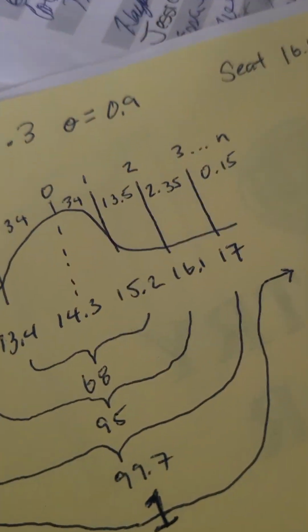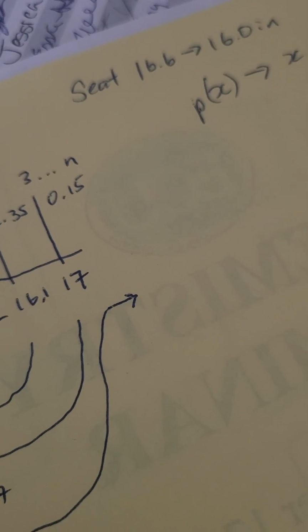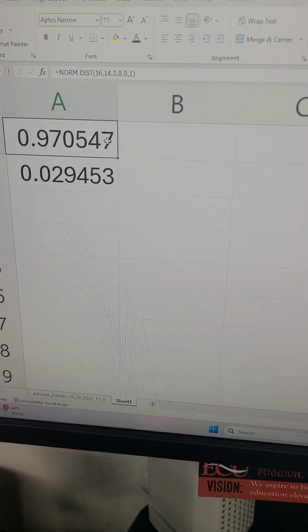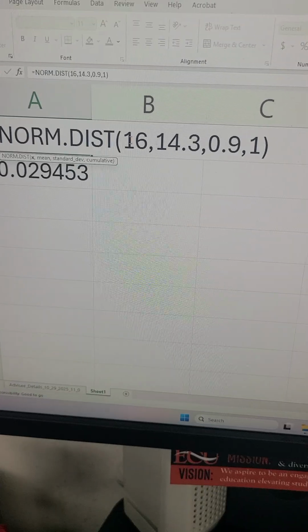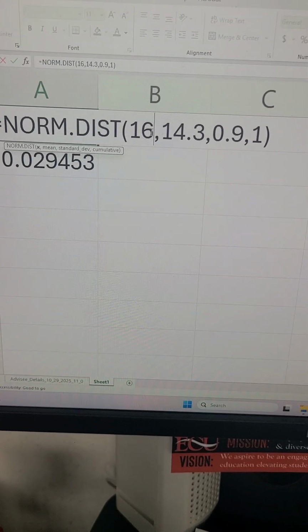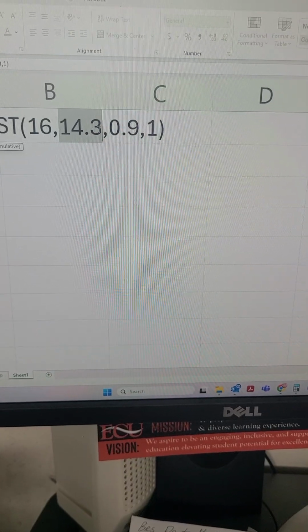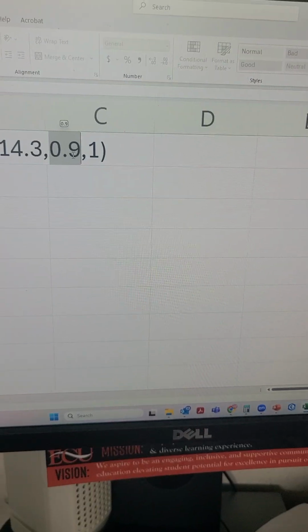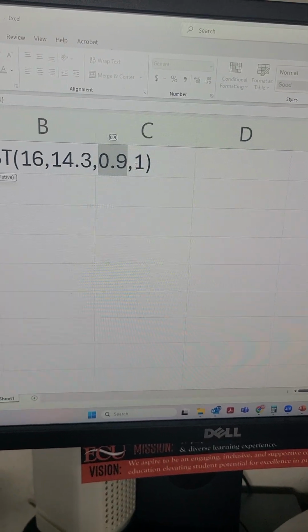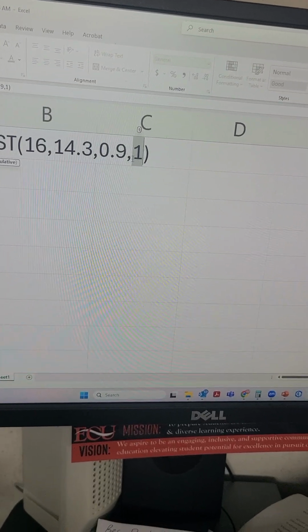Okay, so we can punch it into Excel, and you can see the example on the worksheet. I'll put it up here for you. Okay, does that really help? Well, let's see. Normal dist, and if we go in here, we can see what our value should be. So that's X of 16 with the mean of 14.3, and then our population standard deviation of 0.9, and then we chose 1.